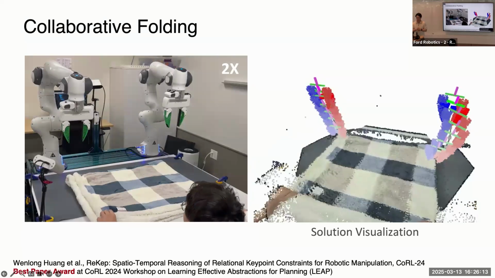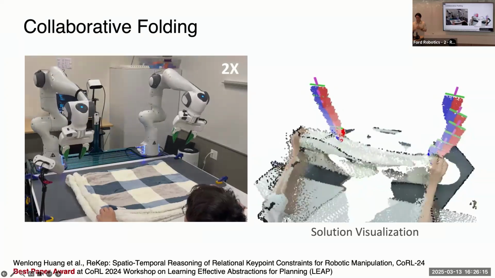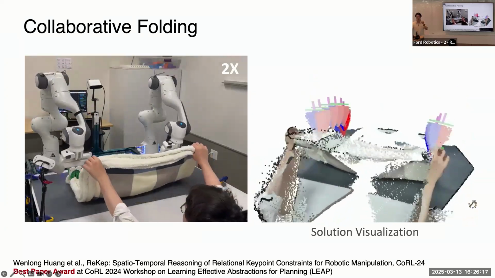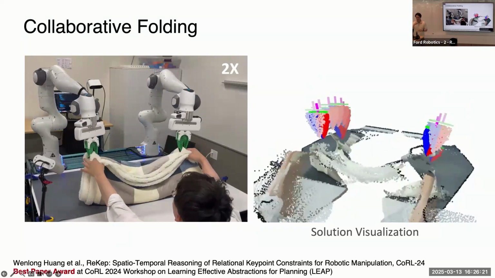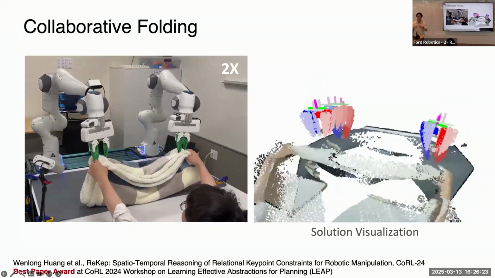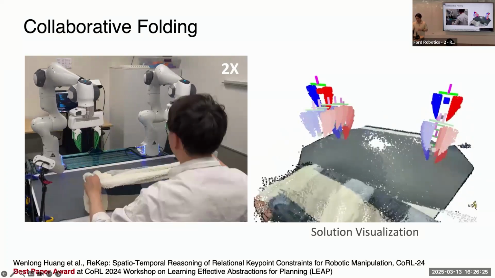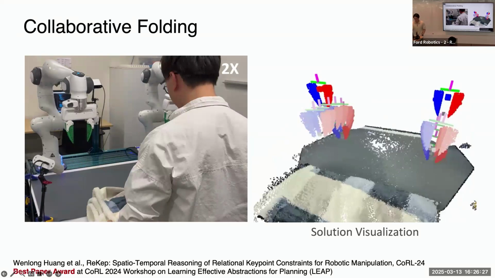Here's another example where we're showing the robot can do some kind of collaborative folding, where it is constantly tracking where the human hands are and is able to move the end effector, the corner of the clothes, closer to the human hands.